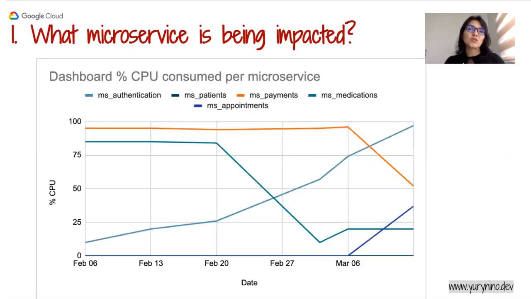Specifically, the question was, using this traditional line chart, which microservice was impacted? Here, each series represents the utilization of CPU by each microservice. For example, the orange line represents the utilization of the payments microservice. The correct answer for this question was microservice authentication, but as you see, the answer is confusing since it is not clear which line and colors represent each microservice.